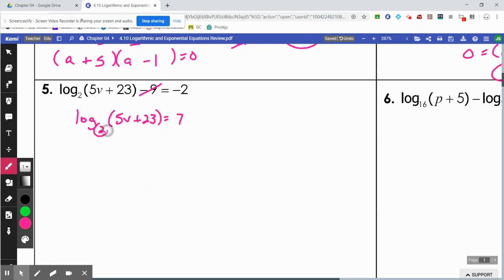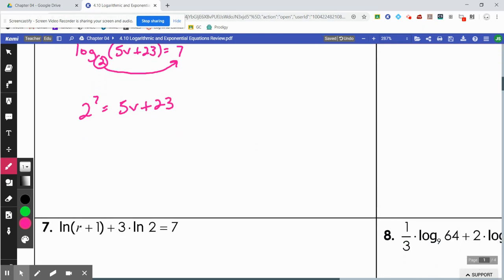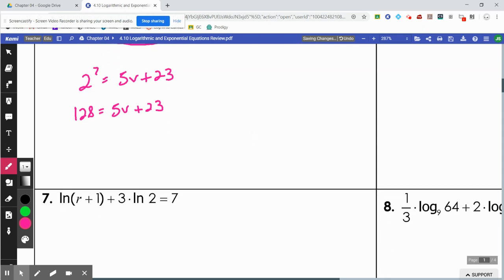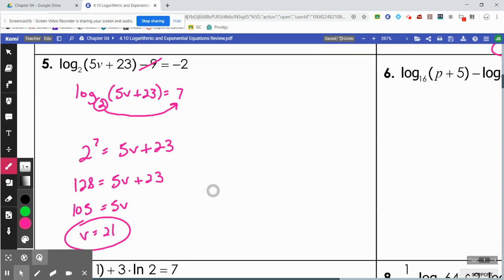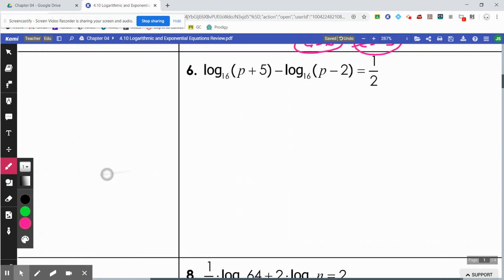Next step, you're going to change forms. 2 to the 7th is equal to 5v plus 23. And then you're going to solve the basic linear equation. 2 to the 7th power is 128 equals 5v plus 23. Let's subtract the 23, gives you 105 is equal to 5v, so v must be 21. And you do need to check that to make sure that you're not taking the log of a negative or 0, but you are fine.